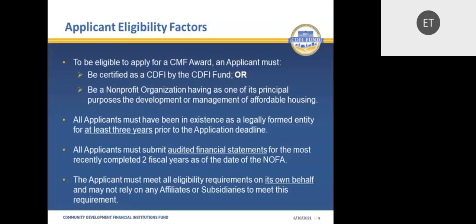All applicants need to have been in existence as a legally formed entity for at least 3 years prior to the application deadline. This is not a program for startup entities. All applicants must submit audited financial statements for the most recently completed 2 fiscal years as of the date of the NOFA. Additionally, the applicant, the organization that's applying, must meet all eligibility requirements on its own behalf and may not rely on any affiliates or subsidiaries to meet this requirement.